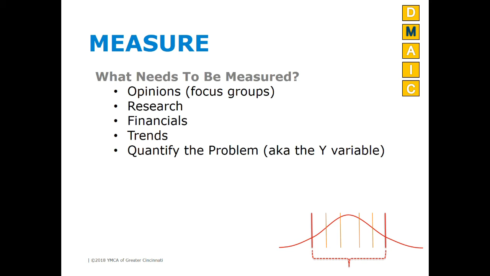Measure is the second phase of our Six Sigma project. We might collect data from focus groups on opinions or rely on research, financials, and trends. All of this information will be used to quantify the problem we are trying to solve, which is sometimes referred to as the Y variable.